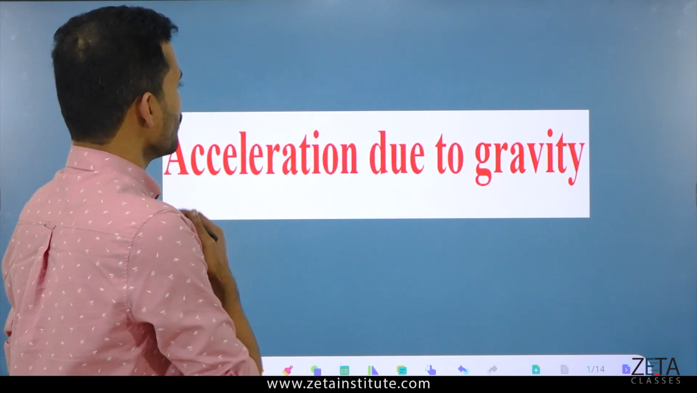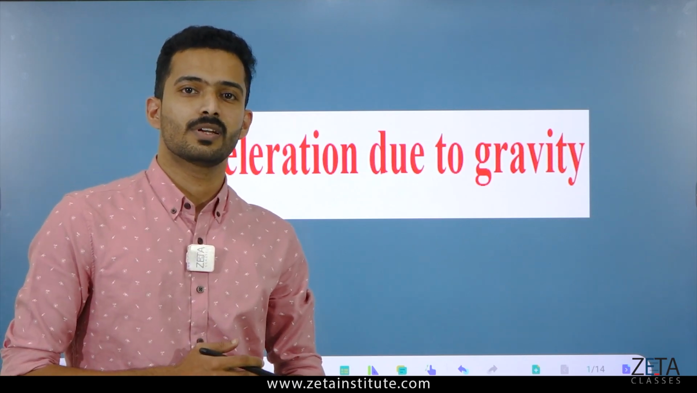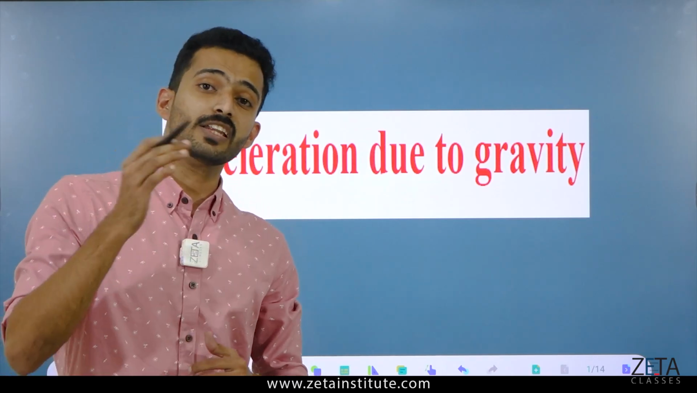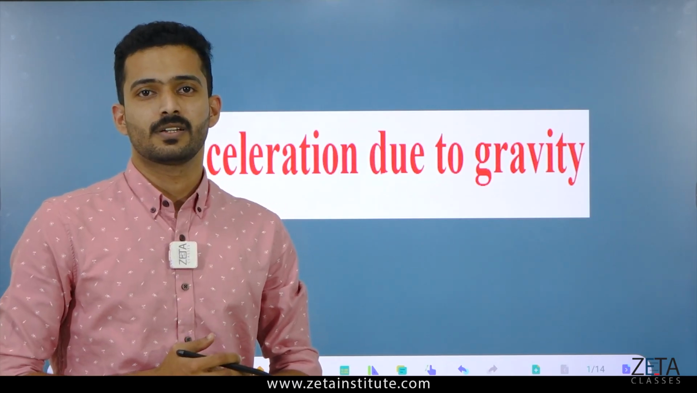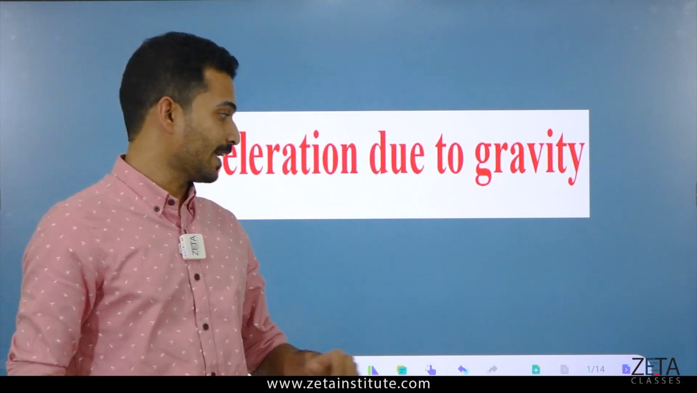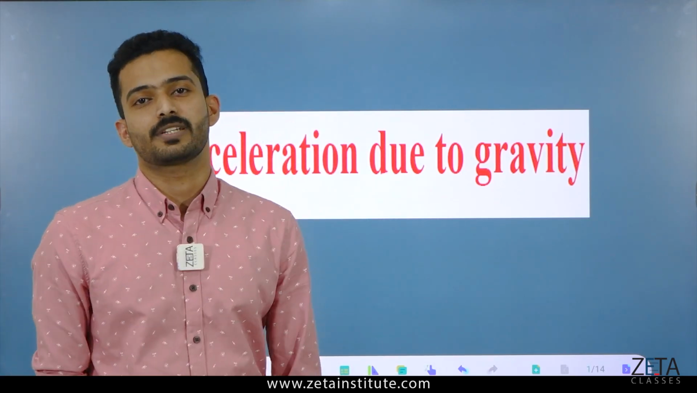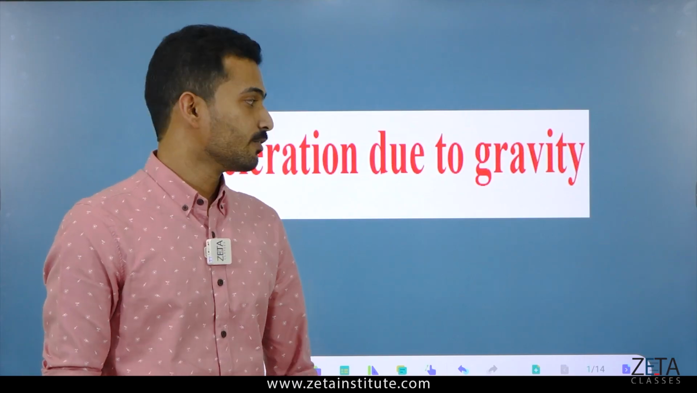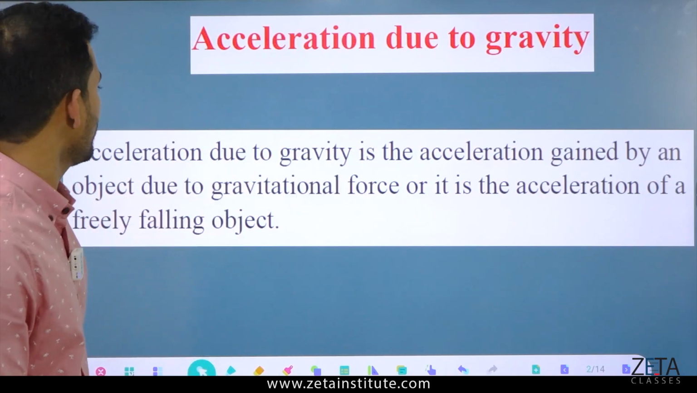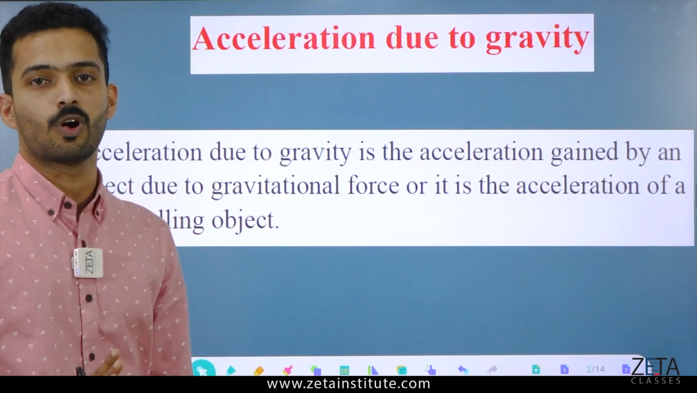So, what do you mean by acceleration due to gravity? Due to that gravitational force, the object attains an acceleration. The acceleration gained by the object due to the gravitational force is called the acceleration due to gravity. Or we can say that it is the acceleration of a freely falling object.